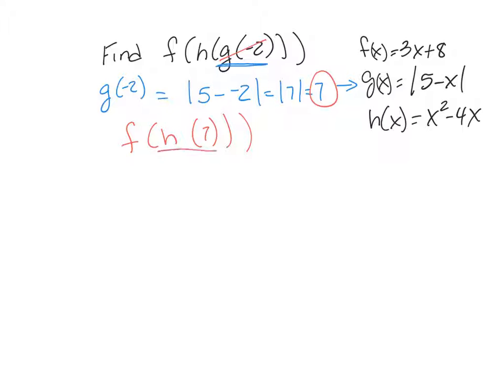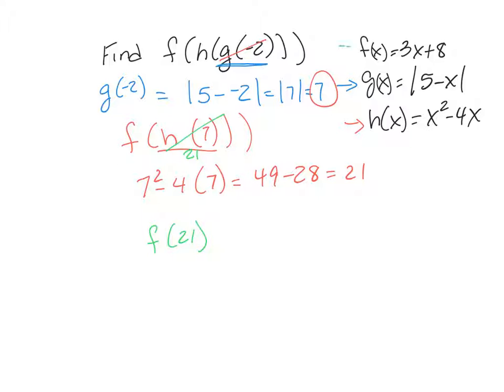So now we've got this here, h of 7, right? So now we go to the h function, and we plug in a 7. So now we're going to have 7 squared minus 4 times 7, which is 49 minus 28, which I believe is 21. So now we replace the h of 7 with 21. And now we have f of 21.